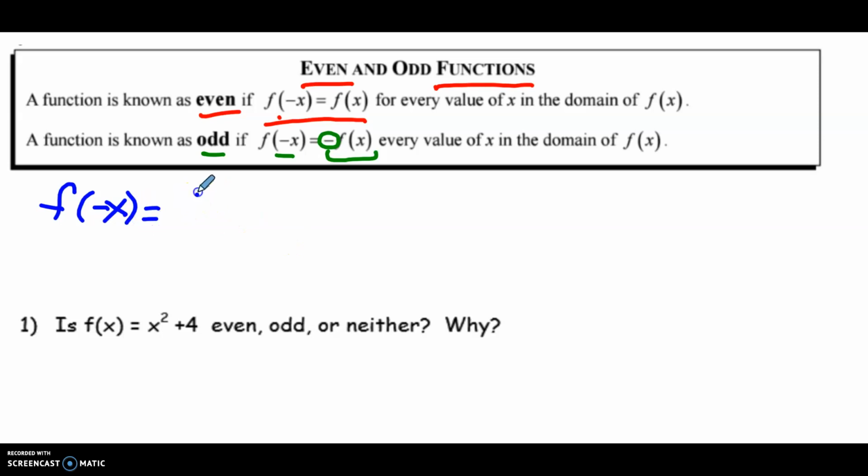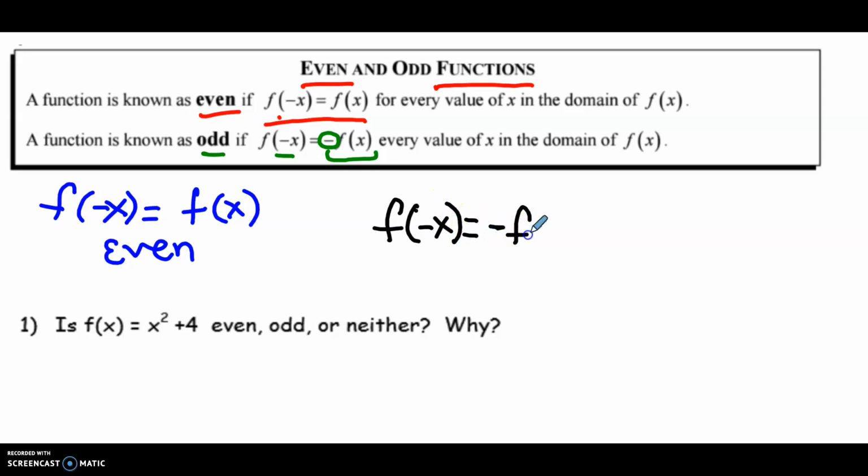Your outcome, if it's exactly the same as what you started with, the original of f of x, well, that's called an even function. If I plug in, again, always plugging in that negative x, and now if I plug in that negative x and I end up getting the complete opposite, well then, that means every single term changes signs. Well then I can say this is an odd function.